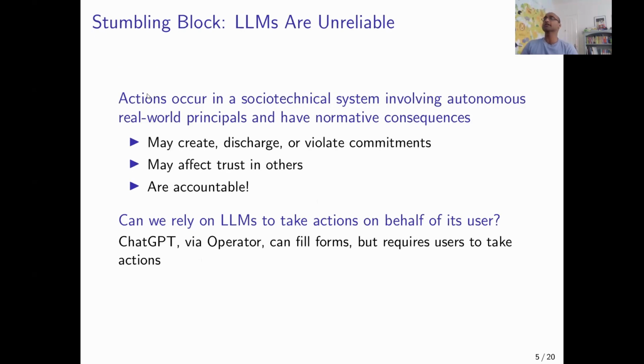Well, a stumbling block in this vision, I think, is that LLMs are unreliable, right? They hallucinate, they make incorrect decisions, give incorrect answers, and therefore, how can we rely upon them to take actions? Because the actions that are of consequence are often social actions. They happen in a socio-technical system in the sense that there are other parties who also have an interest in the actions, and the actions have an impact upon them. So the actions have normative consequences.